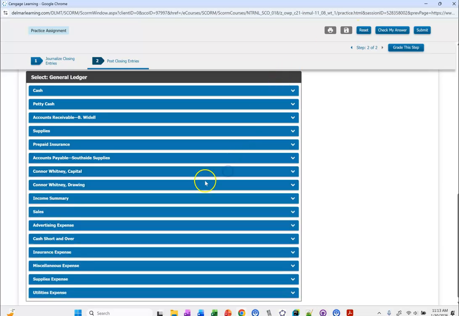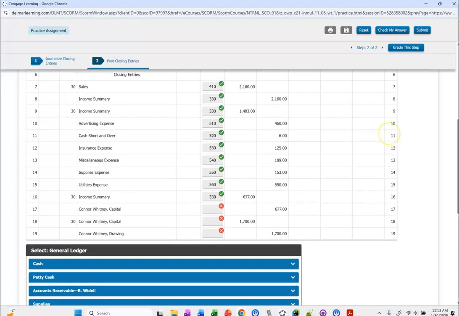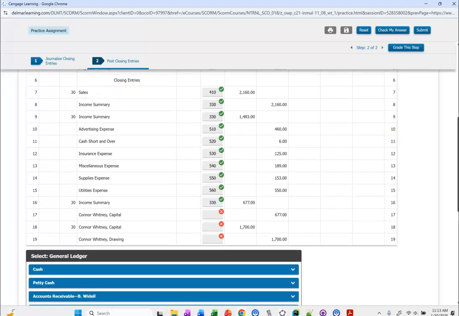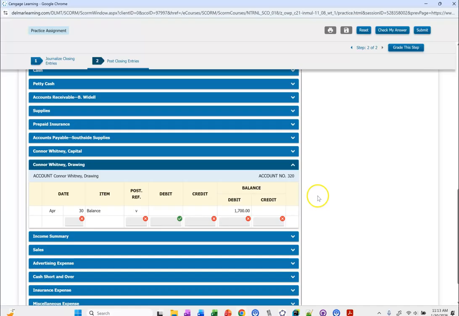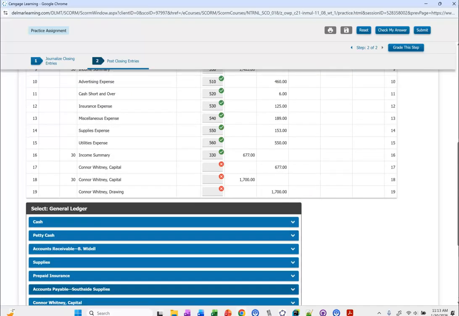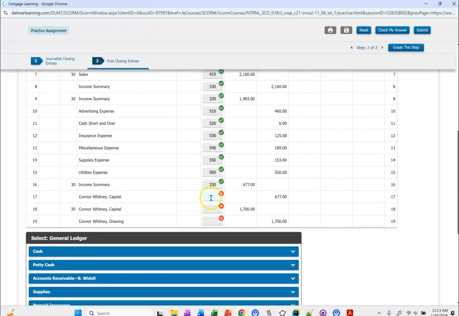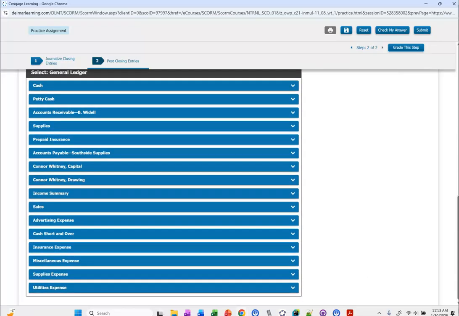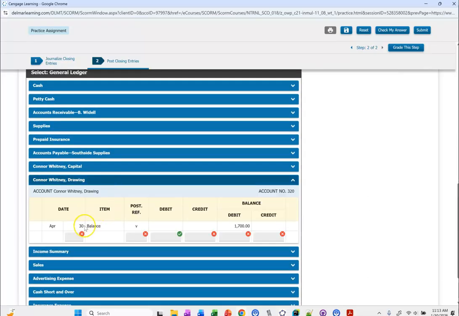Okay. My last one is the drawing account. Oops, forgot to put in the post reference there. Would have been 310, I think. Yeah. Should do that. 310, 310, and then 320. Again, the drawing is a temporary account, so it just gets zeroed out at the end. So that's going to be 8. I debit 1,700, so I got to credit 1,700, and that zeroes us out.